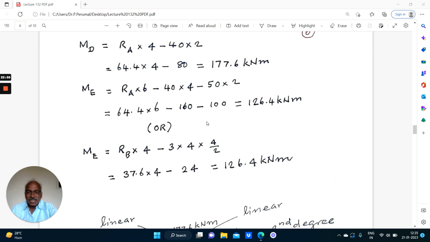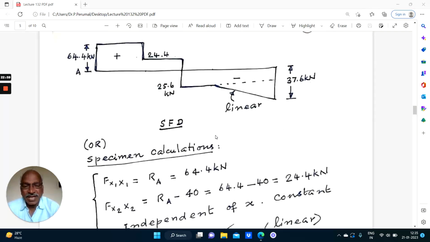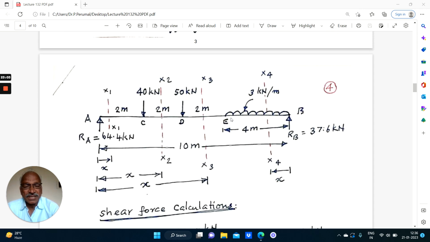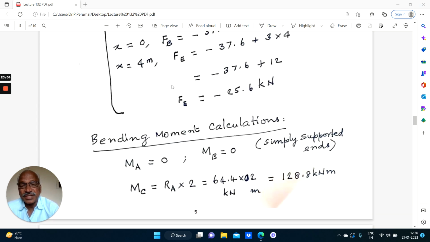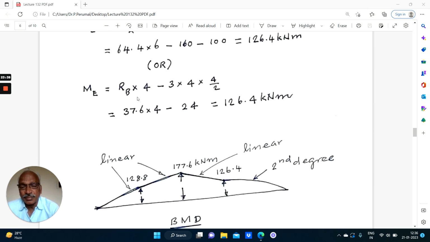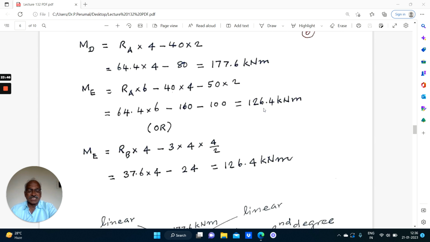Right. Now the bending moment at E can also be obtained by considering the load to the right of the section. To the right of the section, we have one reaction and one UDL. So ME equal to RB into 4 meters up to the point E minus 3 into 4. Total load is 12 kilonewton. The 12 kilonewton will be acting at the center, namely 2 meters from the point E. So that is how ME equals RB into 4 minus 3 into 4 into 4 by 2. That is equal to 126. So whether you consider the loads to the left of the section E or to the right of the section E, the value will be the same.